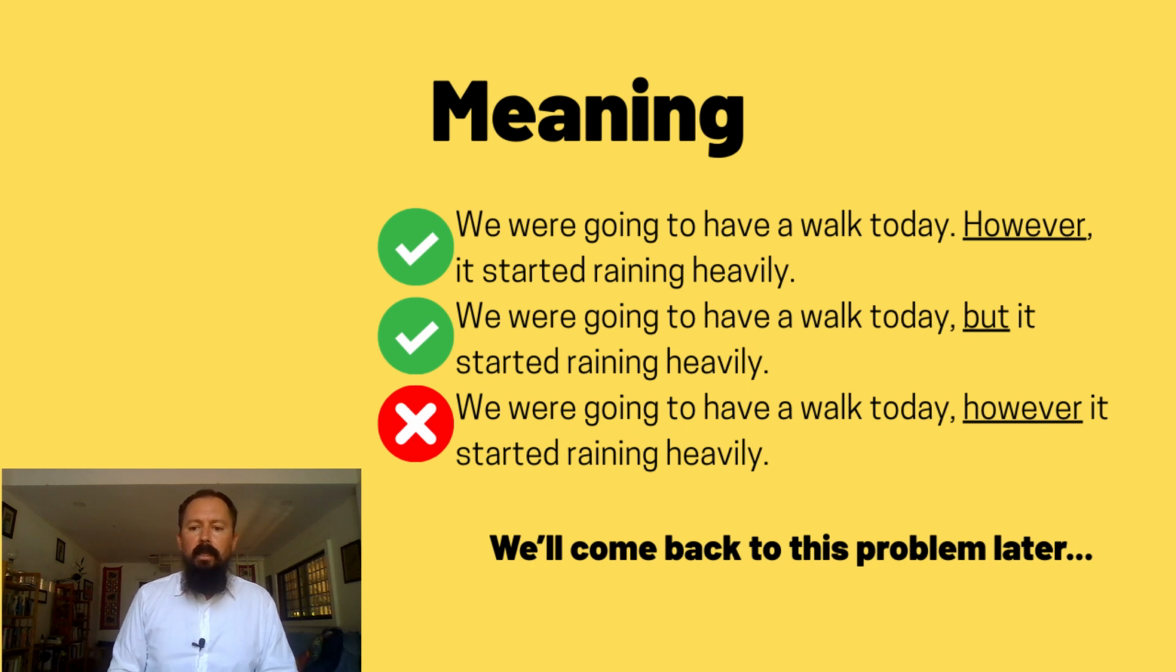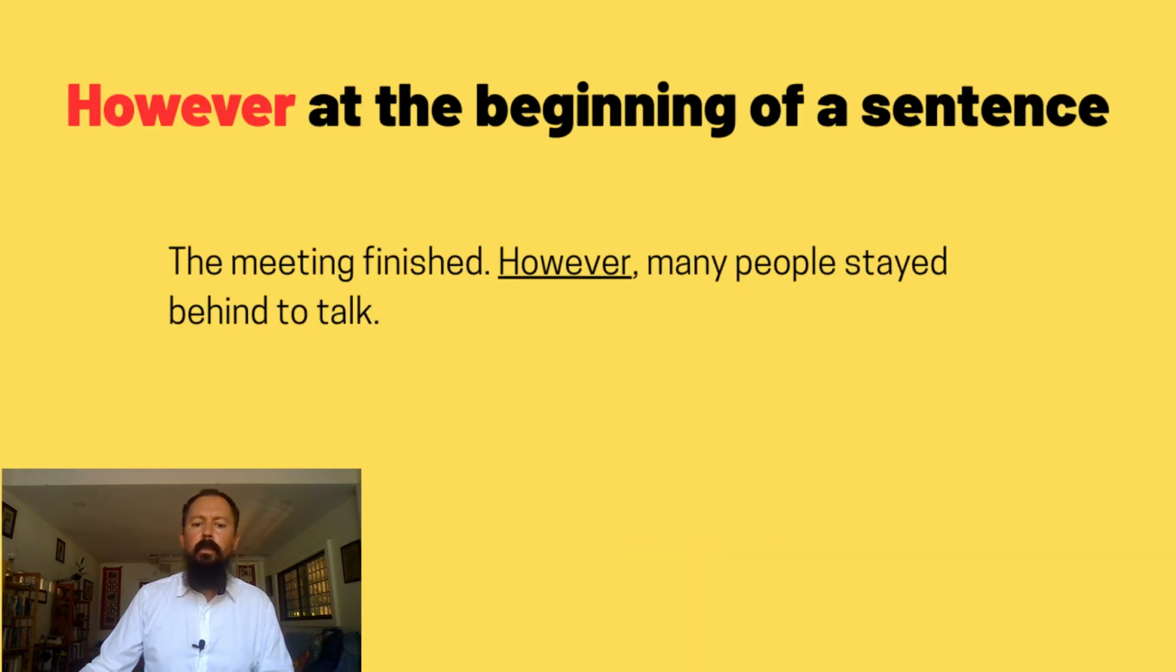Here we can see however can be correctly used, but can be correctly used. But if you try to interchange them, you try to take a sentence with but and put however into it without changing the punctuation, even though the meaning is the same, the sentence will be grammatically incorrect. We'll come back to this later and discuss it in a little more detail.